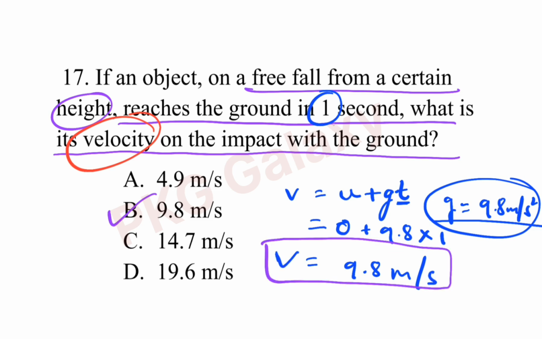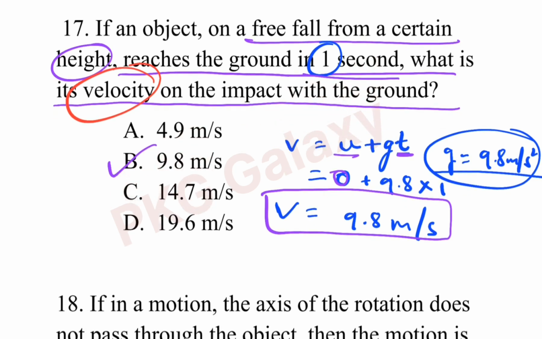If they have given here 2 seconds, 3 seconds, any time in seconds, you should add here, then just multiply. If they have given the initial velocity, then you should add here. As in this question they have not given the initial velocity, so I have taken 0 here. Okay, we'll go for the next question.